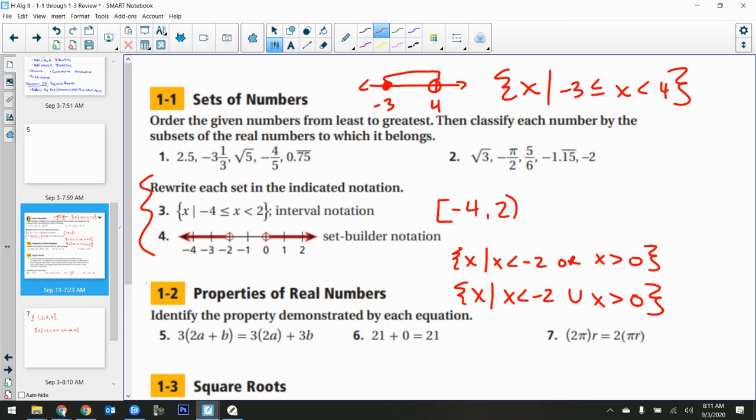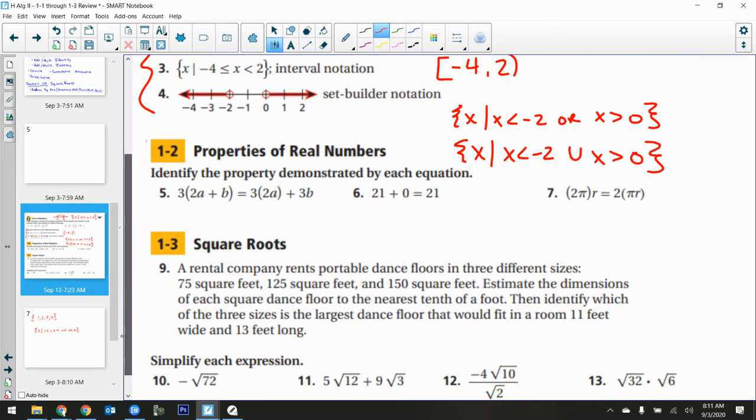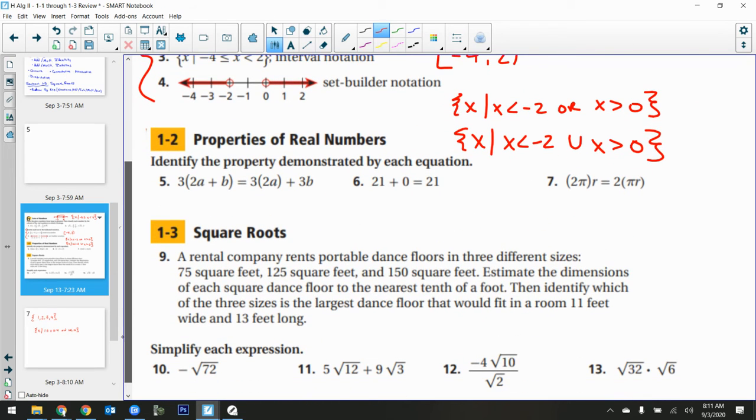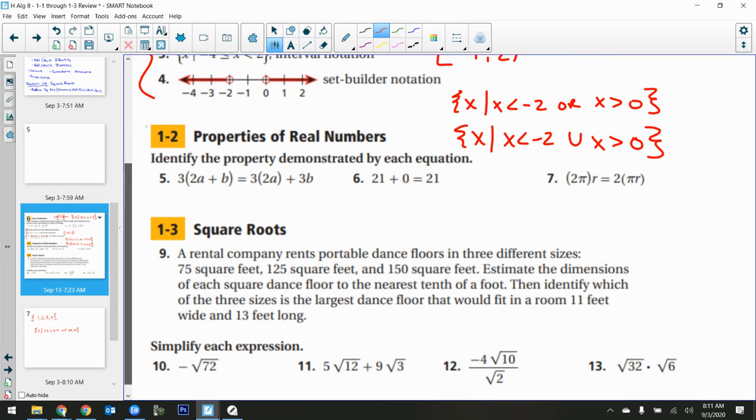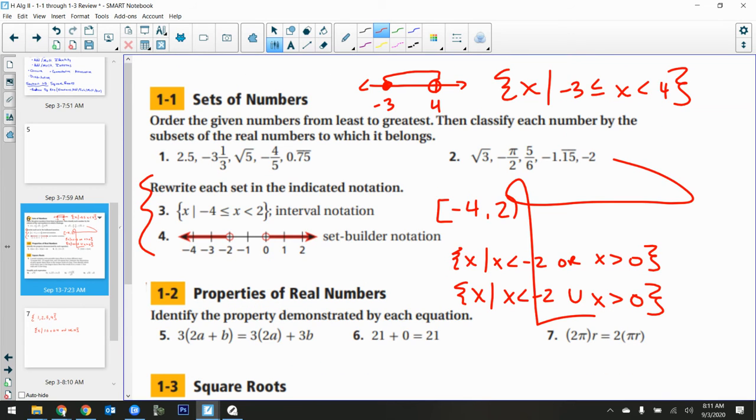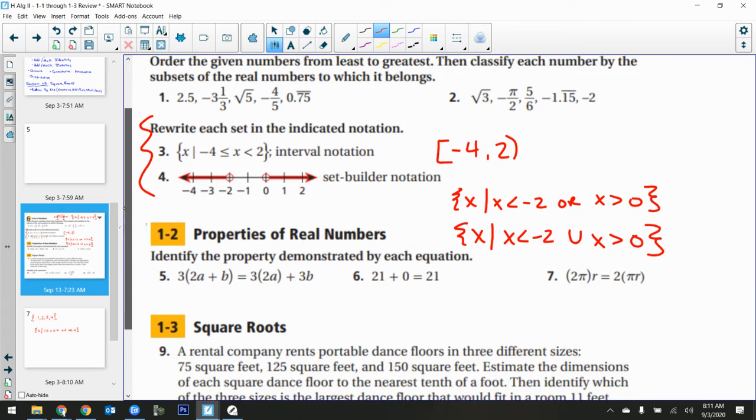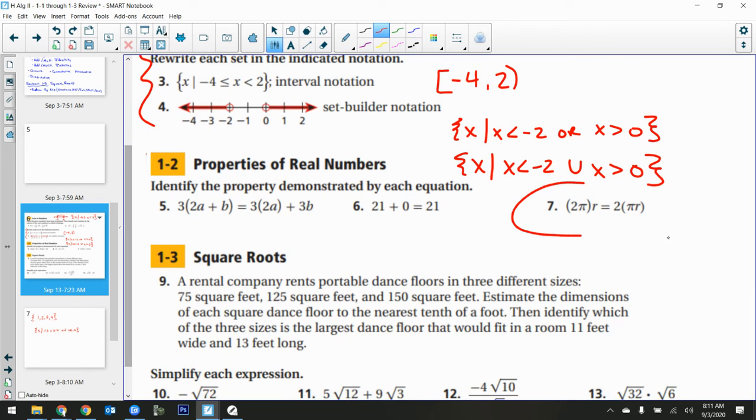Covered that. Let's take a look here. What property am I demonstrating here in number seven there?